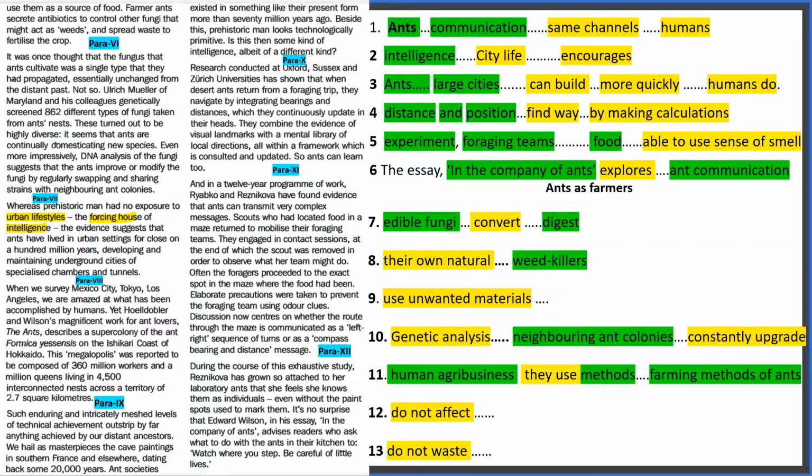I think we find some keywords here. The keywords are urban lifestyle and forcing house of intelligence. If you look at question number 2, it has intelligence and city life. So intelligence is directly present. The phrase city life is a synonym of urban lifestyles. Similarly, the words encourages and forcing are synonyms.